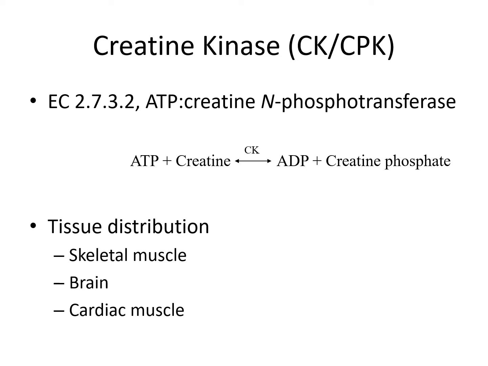So if you think about it, what are the tissues that have the highest energy needs? Those would include, of course, skeletal muscle. It tends to be pretty active and requires a lot of energy. Cardiac muscle being the same, and the brain requires quite a bit of energy as well. So these are the tissues where we have almost all of the creatine kinase distributed. So skeletal muscle, brain, cardiac tissue.